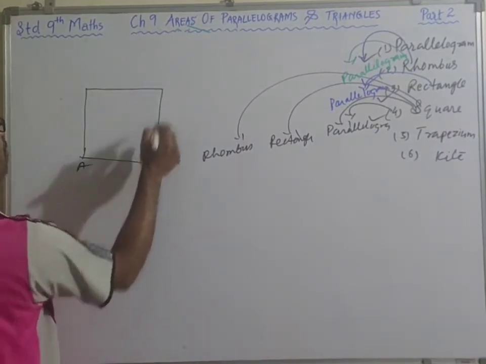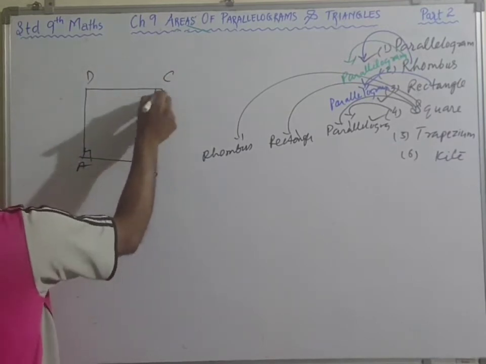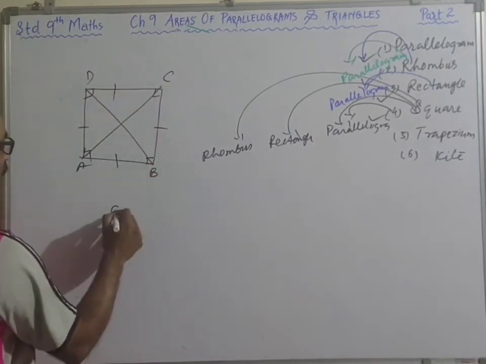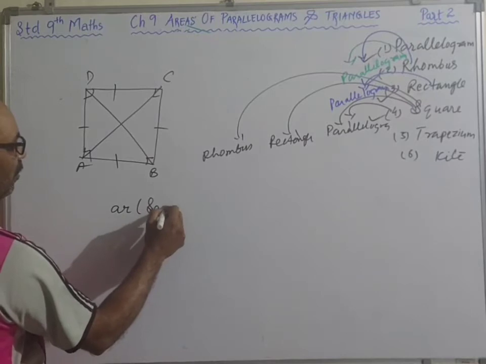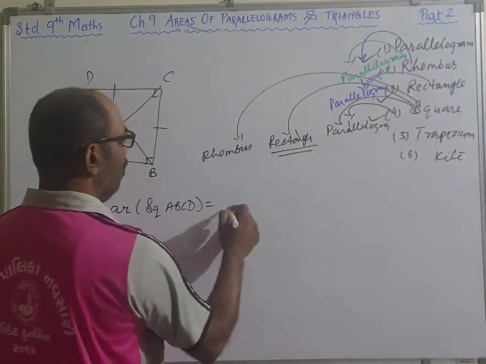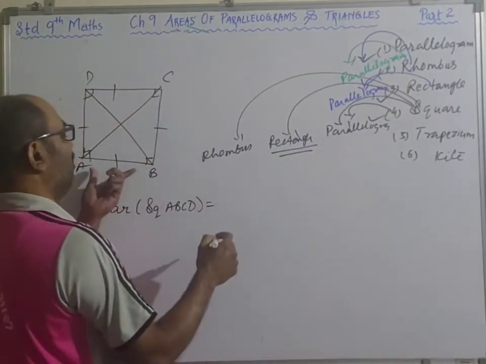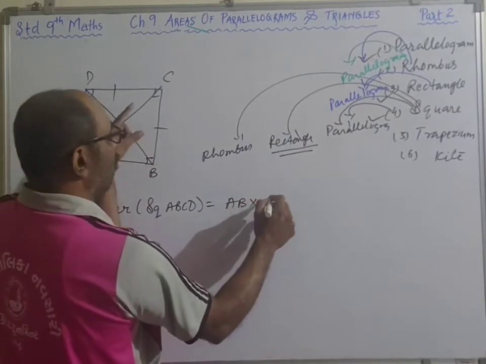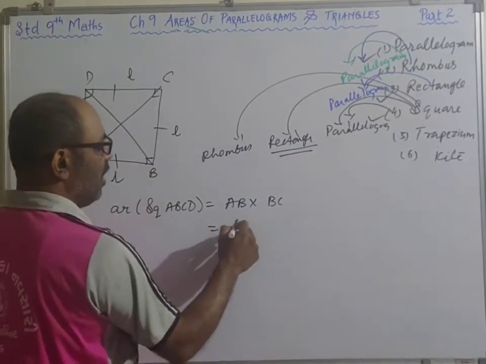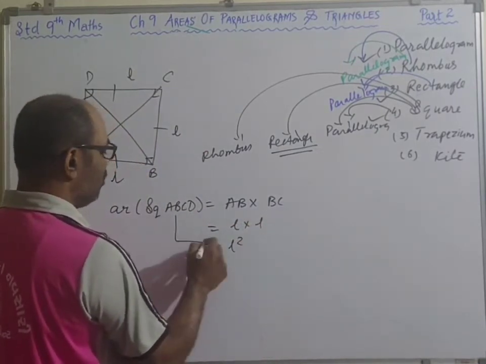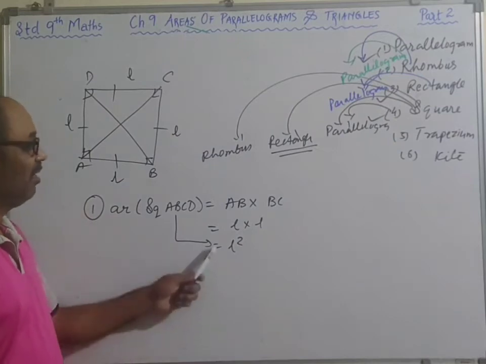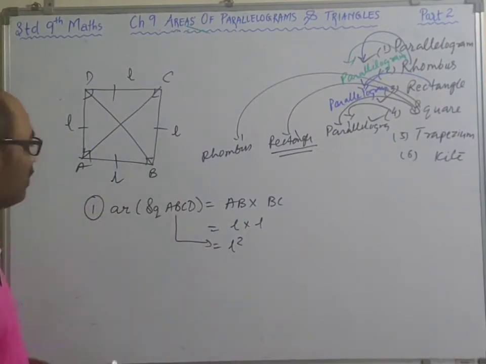This is square ABCD. All angles are right angle, all sides are equal, और ये diagonal है AC. So area of square ABCD is, पहले में ये rectangle ले लो, any side product of any two successive side, so AB into BC. But AB बोलो BC बोलो सब L ही है, because they are equal. So L into L, that is L square. So that is the first formula to find area of square. Square of its length, length into length, product of two successive sides.